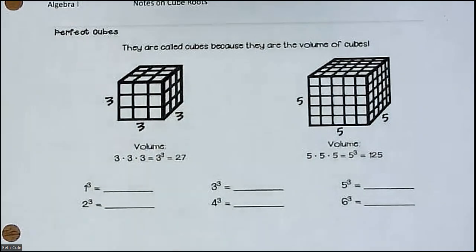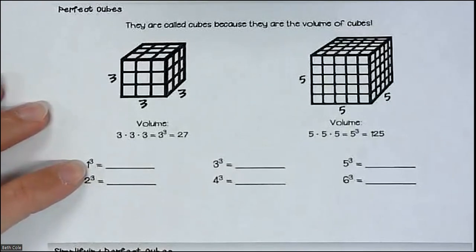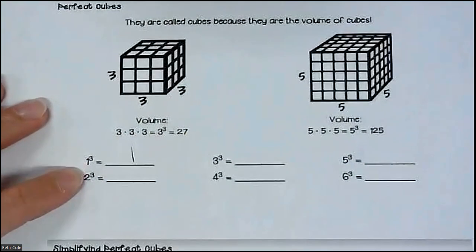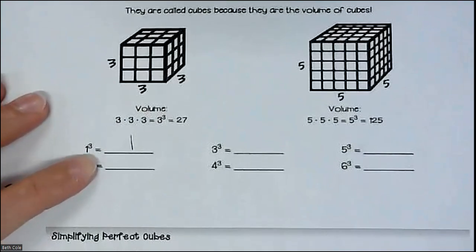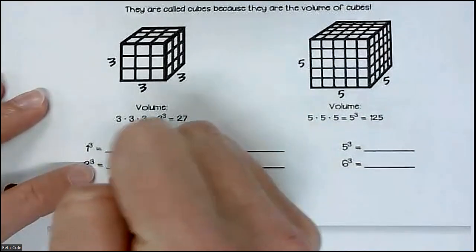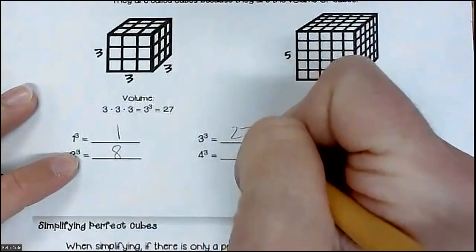Okay, so it's to the third power now. So 1 to the third, that's 1 times 1 times 1, which would just be 1, okay? Now, I've kind of coached you guys about 2 cubed a lot. It's 2 times 2 times 2. That would be 8. 3 cubed we just did is 27.